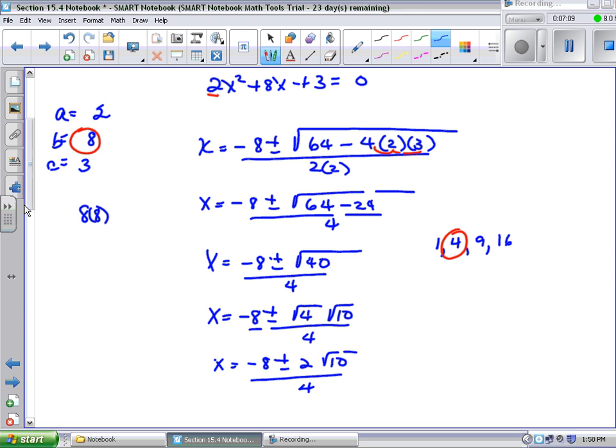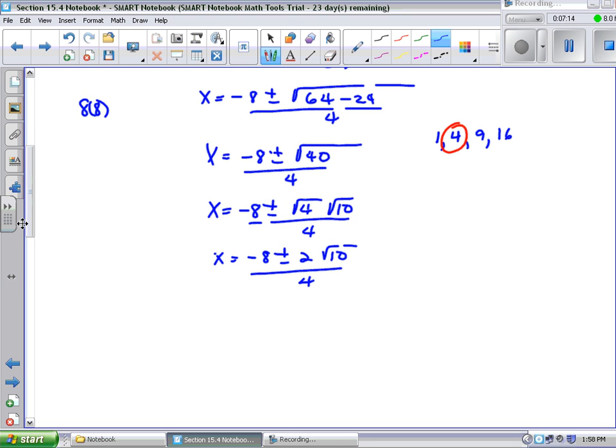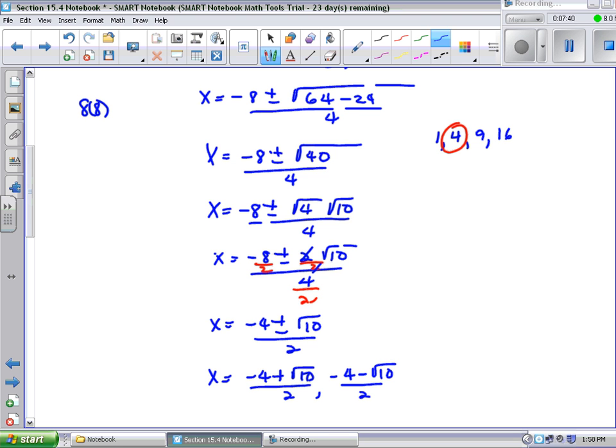Now if you'll notice there, you can divide all three of those terms by 2, so I want to go ahead and do that before I separate them. Or you can do them after you separate them if you forget. x is equal to negative 4 plus or minus, these 2's will cancel, I'll have the square root of 10 over 2. So my answers written separately will be negative 4 plus the square root of 10 over 2, comma, negative 4 minus the square root of 10 over 2. These are the two answers that should be typed in the computer with commas in between.